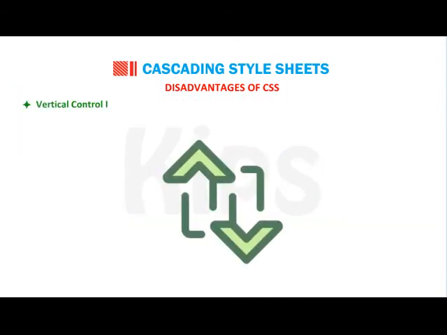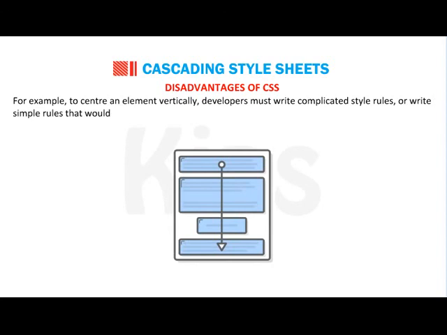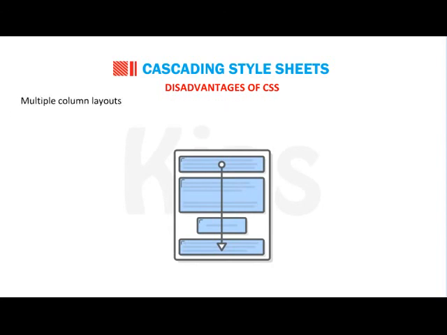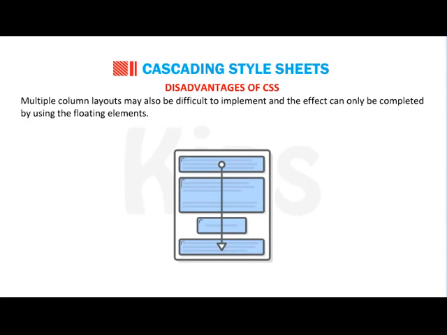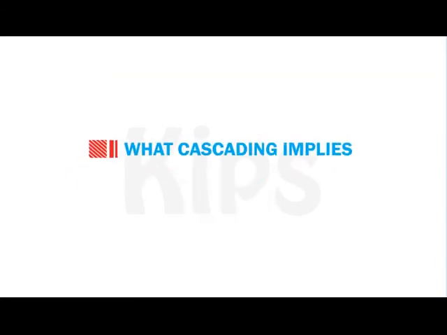Vertical control limitation. Vertical limitations and column declaration may be problematic. For example, to center an element vertically, developers must write complicated style rules or write simple rules that would not be widely supported. Multiple column layouts may also be difficult to implement, and the effect can only be completed by using floating elements.